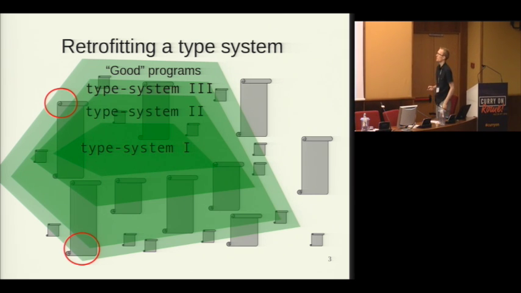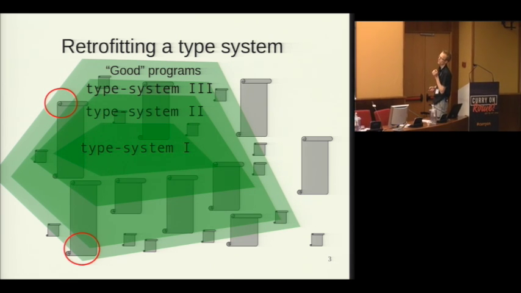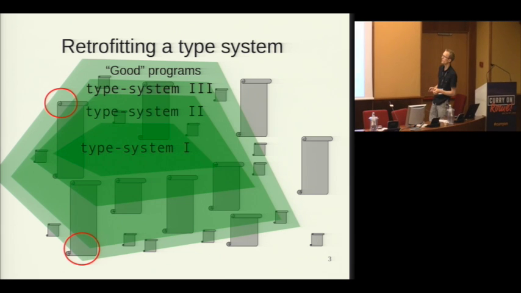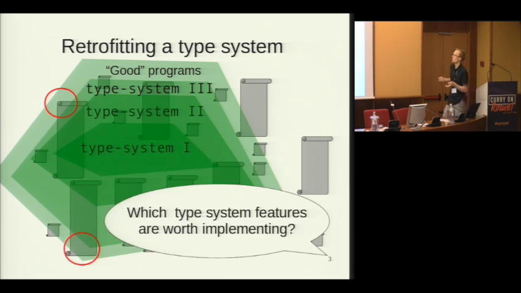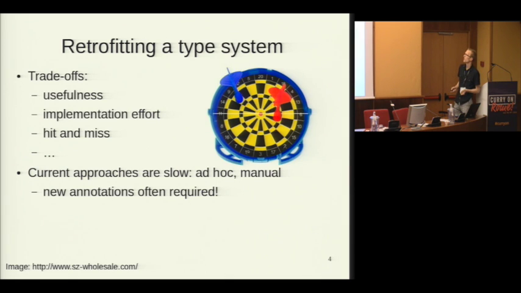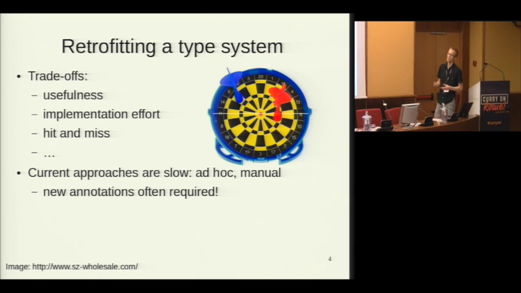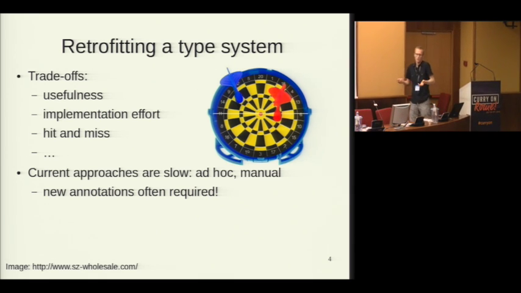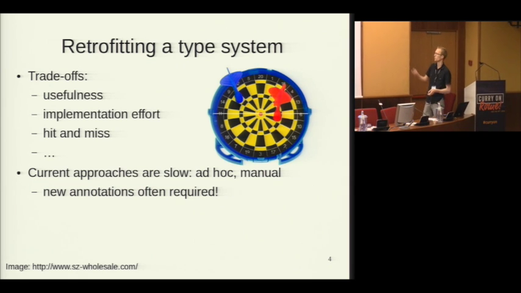Well, the programmer might waste a lot of time on implementing a type system feature that could support this corner of the program, because really the program is not good in practice. So at this point, it's a question of which type system features are really worth implementing. And there are a lot of trade-offs in this: the usefulness of a certain feature, how many extra programs can we actually type check, versus the implementation effort, and it's going to be hit and miss, as you just saw before.